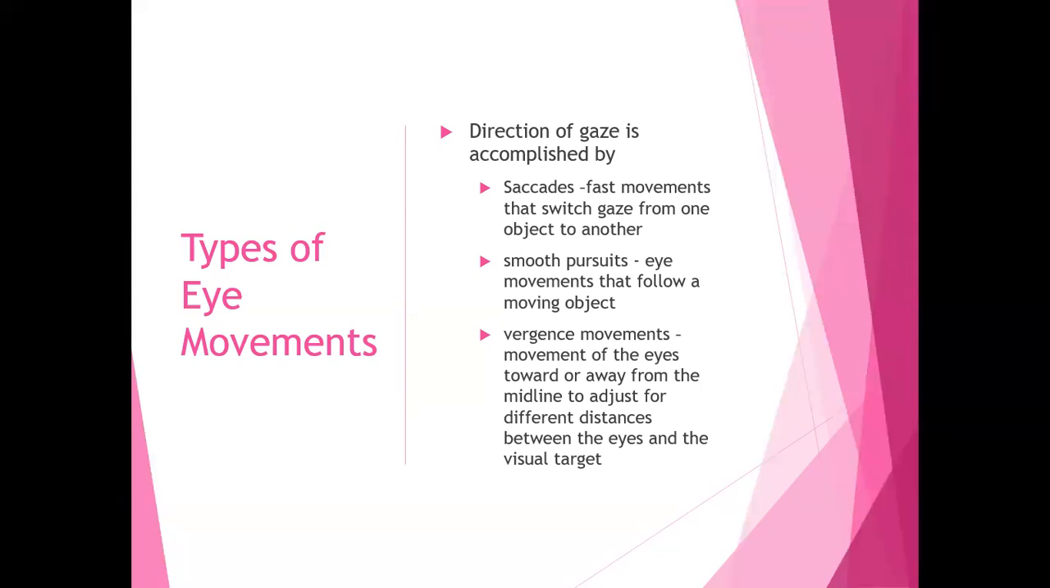Smooth pursuits are eye movements that follow a moving object. So that's like watching cars on a highway, and your eyes are following those moving objects. Vergence movements are movements of the eyes toward or away from the midline to adjust to different distances between the eyes and the visual target. So if you take a pen or your thumb or whatever and hold it out at arm's length and move it in closer to you, the eyes will move toward the midline to adjust and focus on that point. And the point at which it becomes hard to focus on can be measured. So it's a measurable thing.